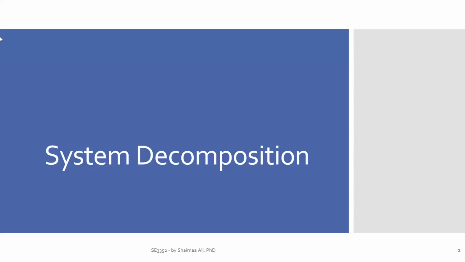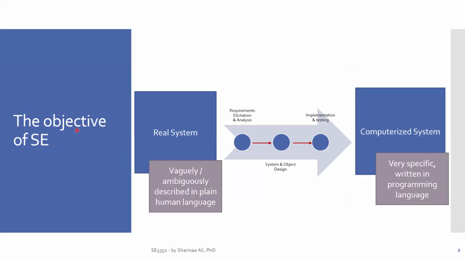Well, this week we are going to talk about system design. So, just a reminder of the context. Generally speaking, when we are creating a software system, we are trying to move from a vaguely described system, like the description of the system that is in a high-level human language that is vague and ambiguous.